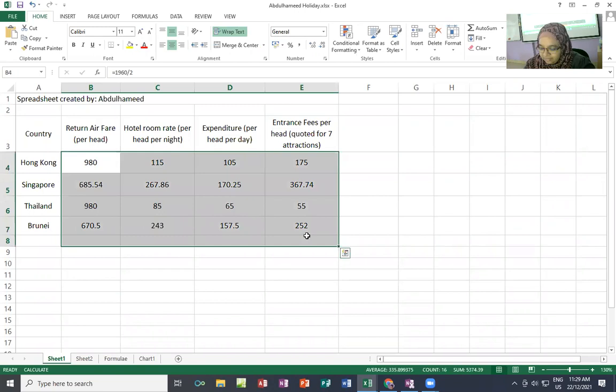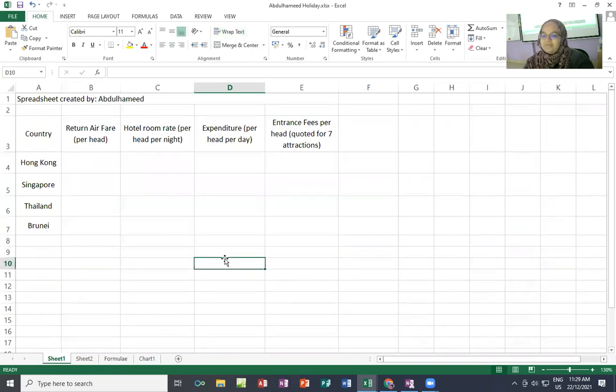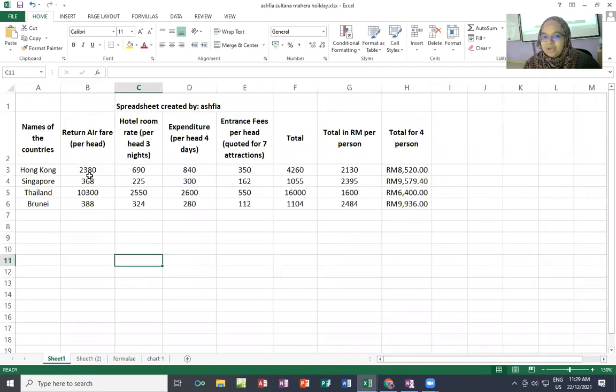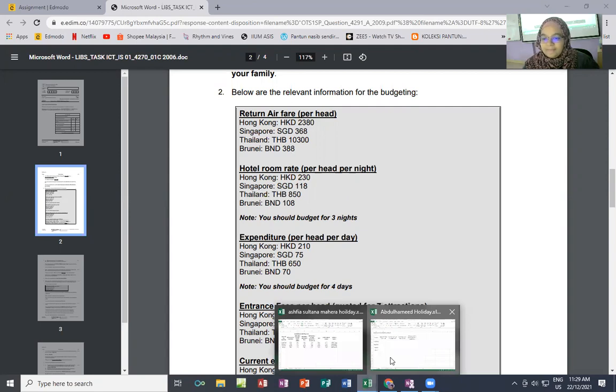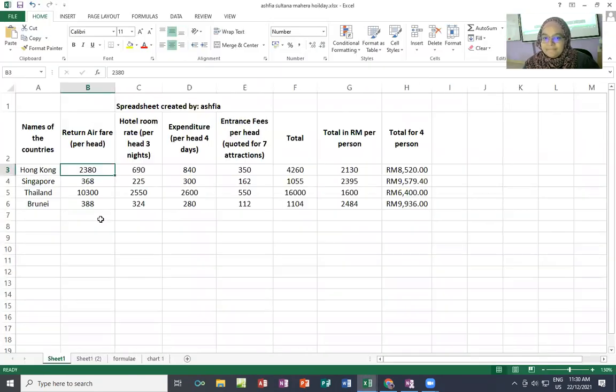So let's not do this yet. What you have to do is type everything all in its own currency. RM will come at last. Like this, Ashwa wrote return FF per head 2,380. So she just transferred all this. Like this. Hotel room per rate.